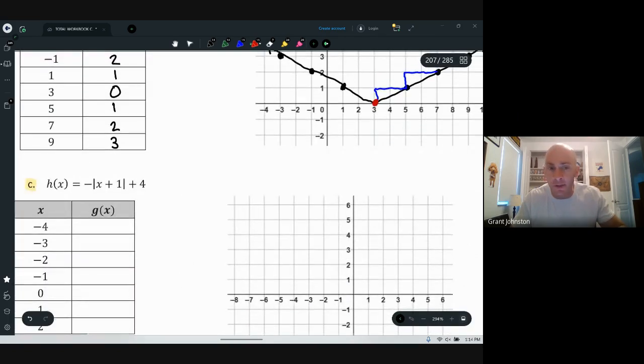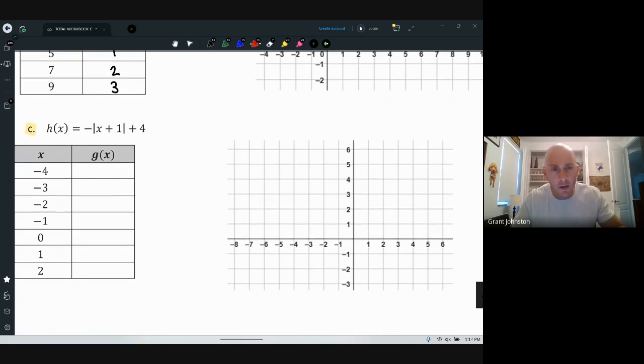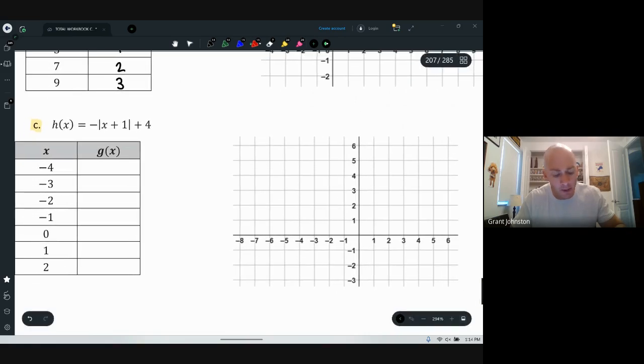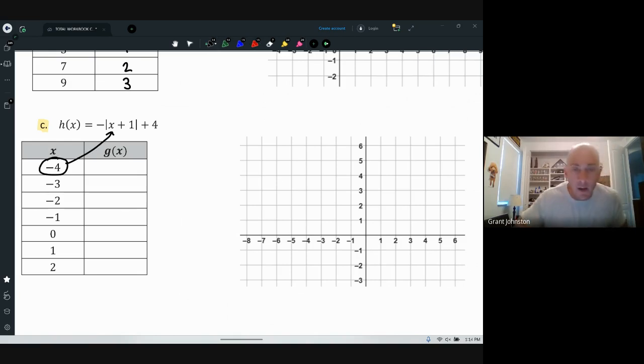I'm actually going to skip C. If you want to fill out that table yourself, go for it. Actually, maybe not. Let me do C also. So I'm going to start with negative 4. So I put negative 4 in here.